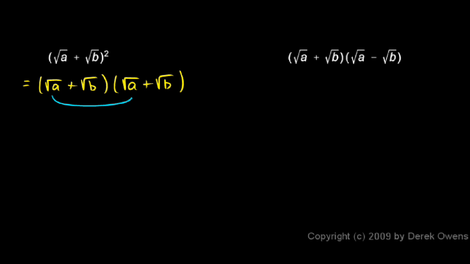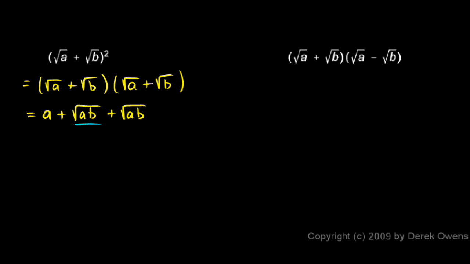The first, we have the square root of a times the square root of a, which is the square root of a squared, or just a. My outer term is the square root of a times the square root of b. That's just the square root of ab. My inner is exactly that again, the square root of b times the square root of a, which is the square root of ba, which I can write as the square root of ab.